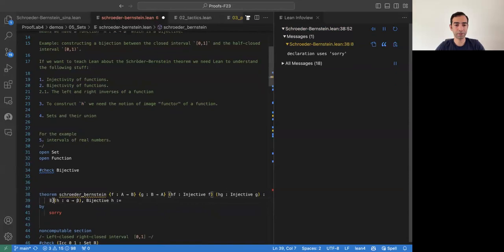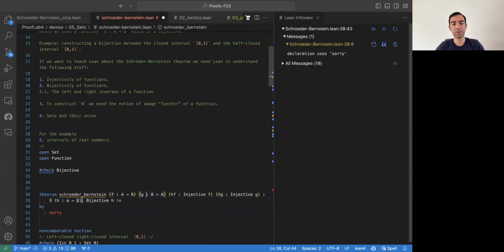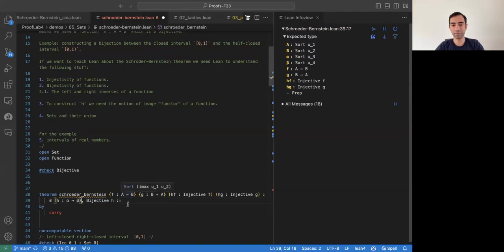Then we can find a function which is bijective, right? So this function h, actually, it's not either of f or g. It's just a new function that is constructed out of them, right?